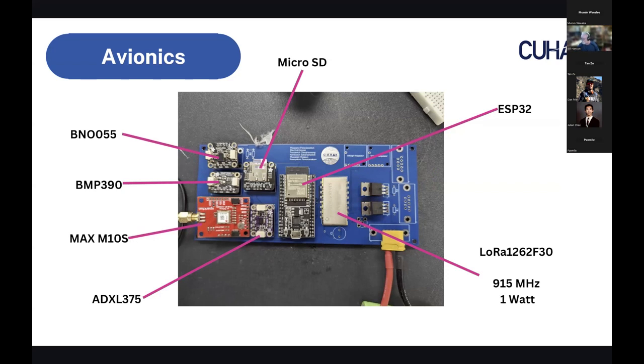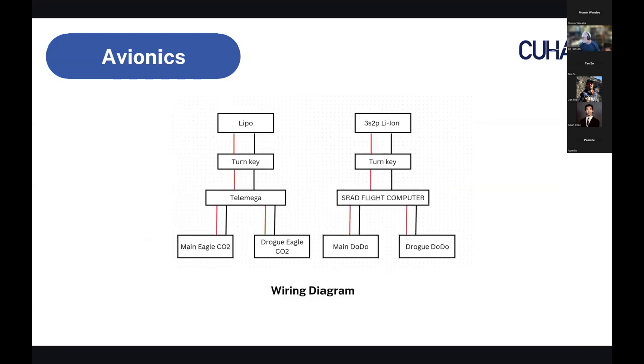For LoRa, we use 915 megahertz with 1 watt of power. Our SRAT flight computer will be powered by a lithium-ion battery and directly connected to our Dodo ejection system. Similarly, our telemeter will be connected to the commercial off-the-shelf CO2 ejection system. Both ejection systems are completely independent and only activate once the turnkey is turned on.